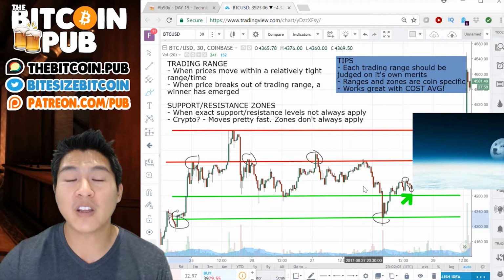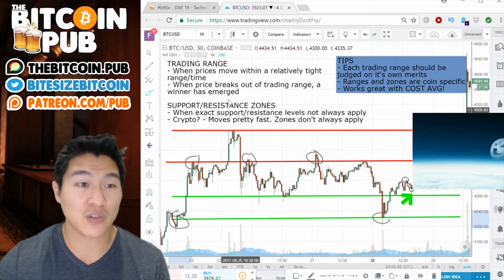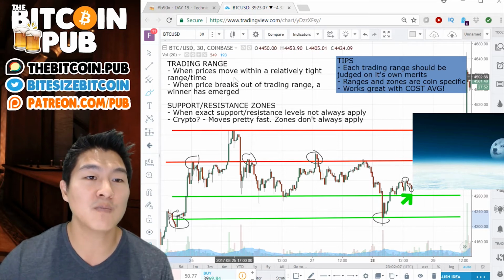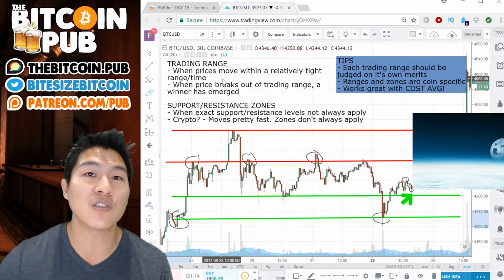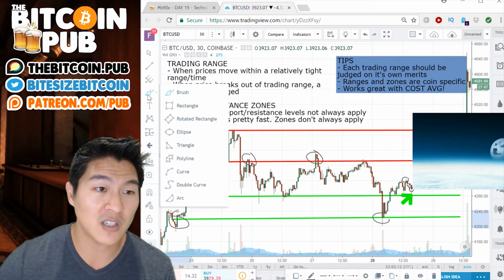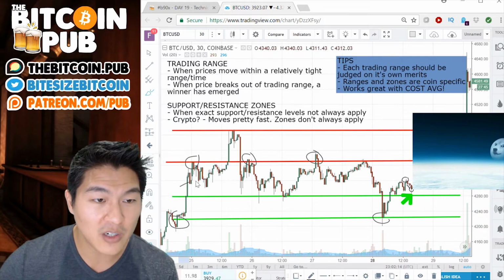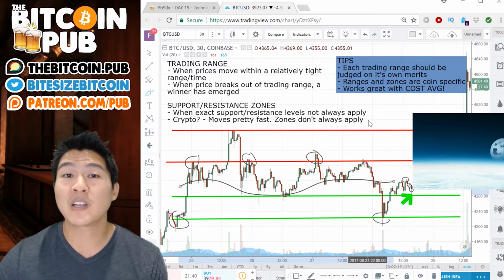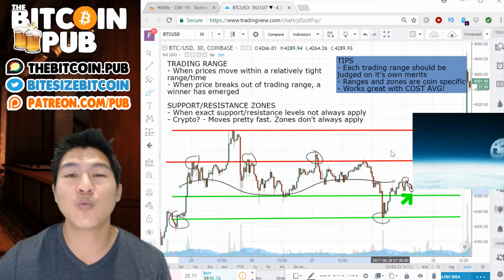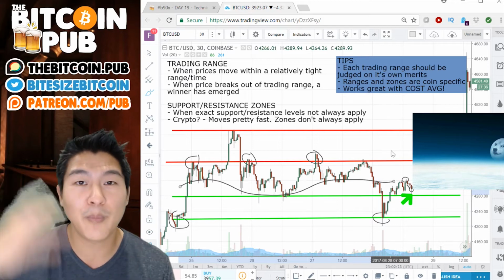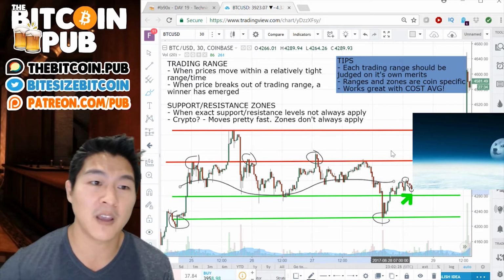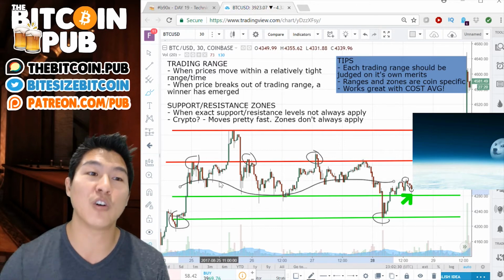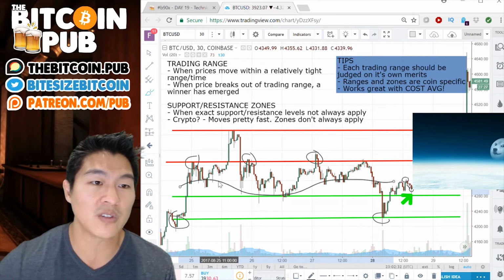What we have created right here is a trading range, and you'll see up here in the top left, a trading range essentially is when the price moves in a relatively tight range over time. We can see that right here. It's traded in and out of this range over time. Now, when the price breaks out of this range, a winner has emerged, whether a bull or a bear, depending on supply and demand. From this trading range, we can create what we call support or resistance zones.